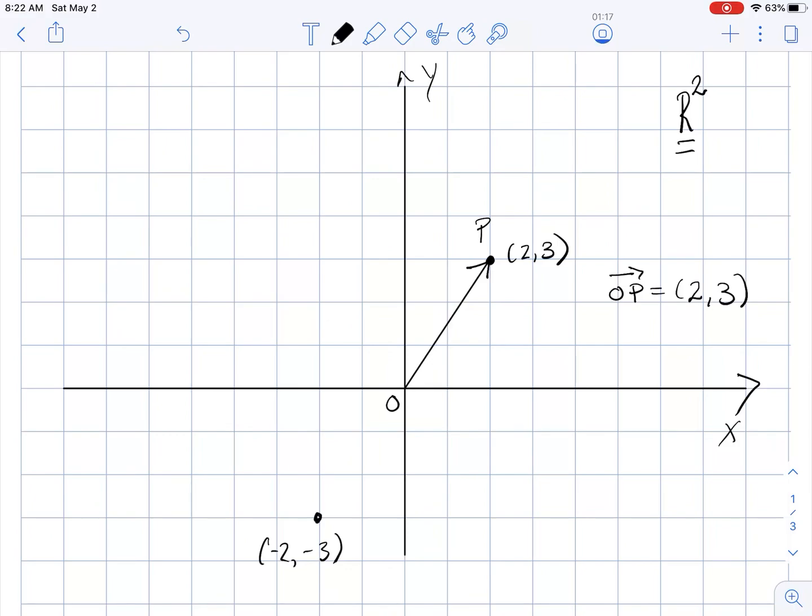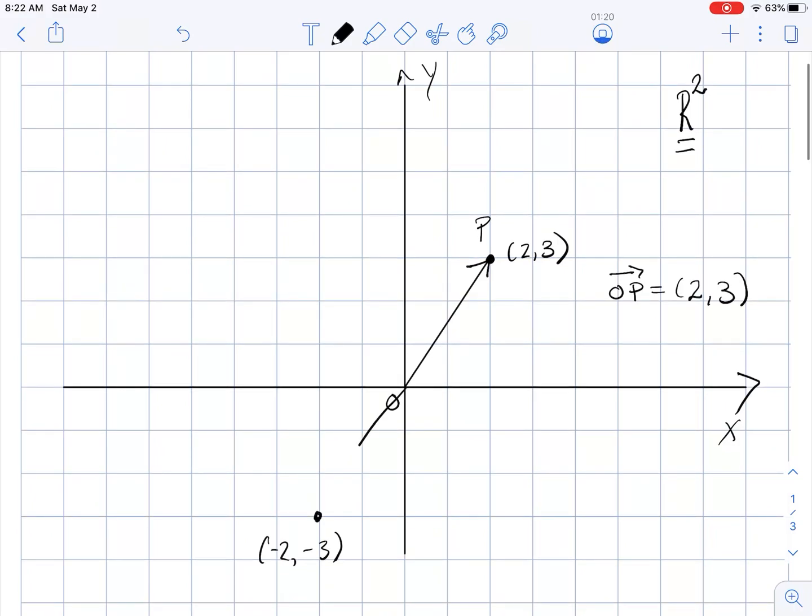What I want you to see is that I've also plotted -2, -3. So if I do this, what would that vector be? Well, that would be the opposite of OP. The opposite of OP is negative vector OP, which has the coordinates -2, -3. You can recall we talked about opposite vectors: they have the same magnitude, but they go in opposite directions.